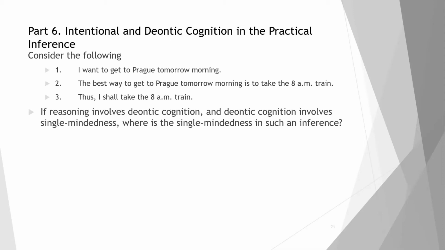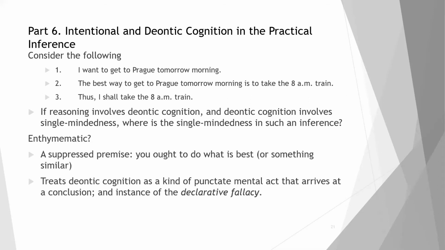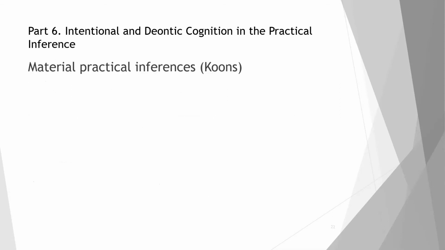Now, you might think it's enthymematic, that there's a suppressed premise here, something like you have to do what's best, and maybe there's a conditional and you detach. But this is to treat deontic cognition as a kind of punctate mental act, that is, something like observing a fact and then proceeding to draw some inferences or something else. I think this is an instance of what calls a declarative fallacy. Instead, I want to adopt Jeremy Kuh's proposal for material practical inferences. And it was actually a discussion with Jeremy that led me to see that I needed to address this issue.